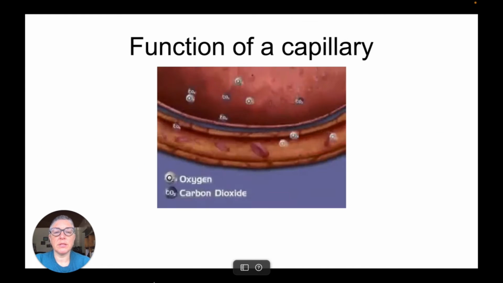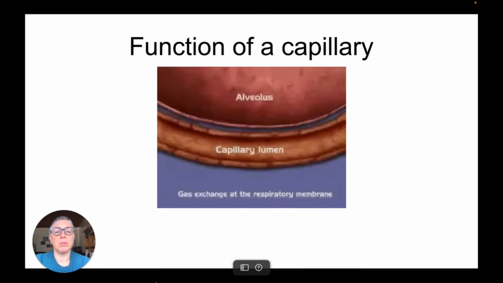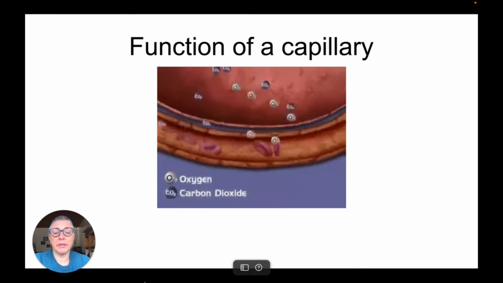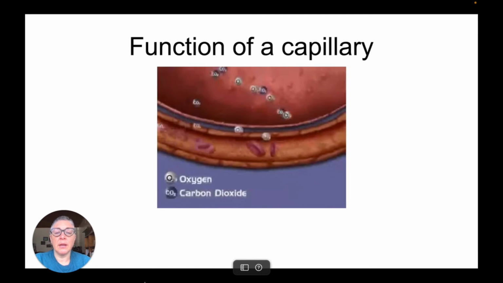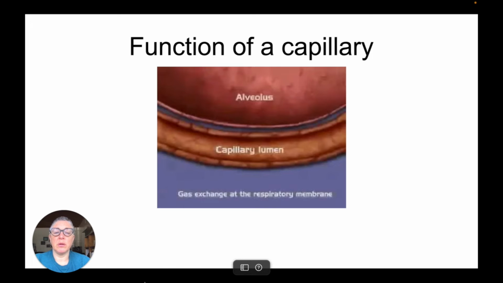All right, so let's talk about the function of the capillary. In this case, we're looking at an alveoli and then the capillary lumen around the alveoli. Oxygen is going to diffuse from the alveoli into the capillary lumen, and carbon dioxide is going to move from the capillary lumen into the alveoli.